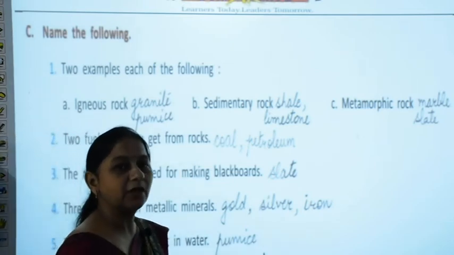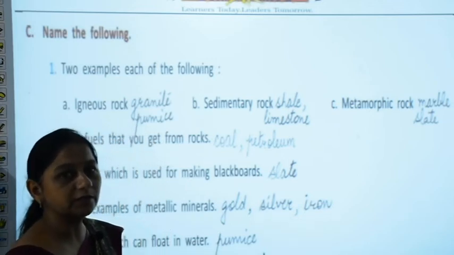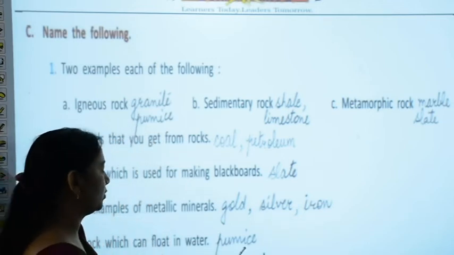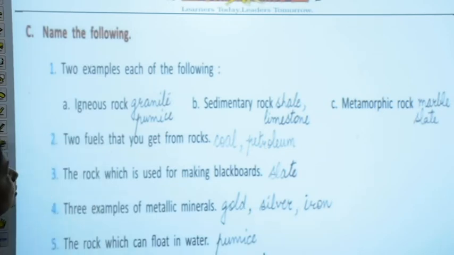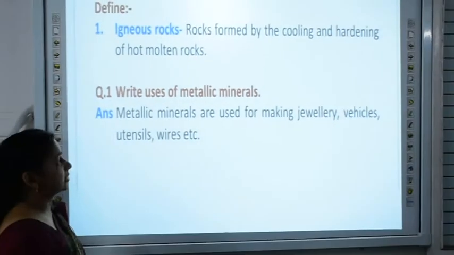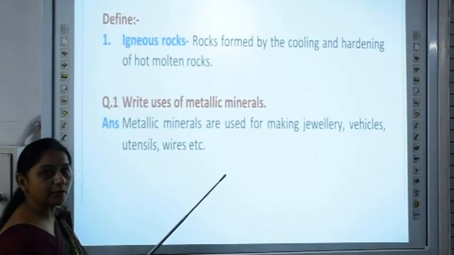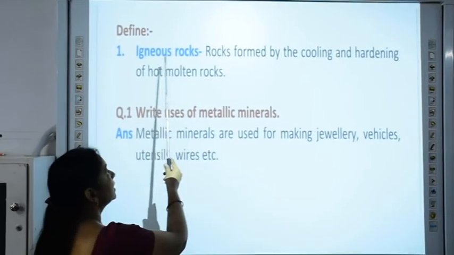Pumice is the example of a rock which floats on water due to the air spaces in between them. So you need to write pumice over here. Now we are going to discuss the copy work. First, let us take up one important definition, that is igneous rocks.